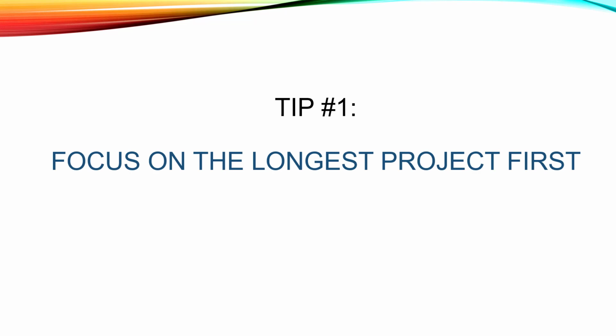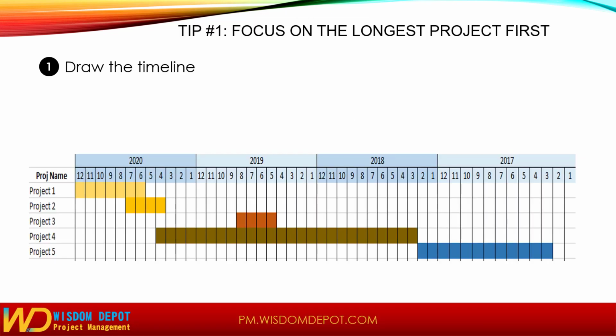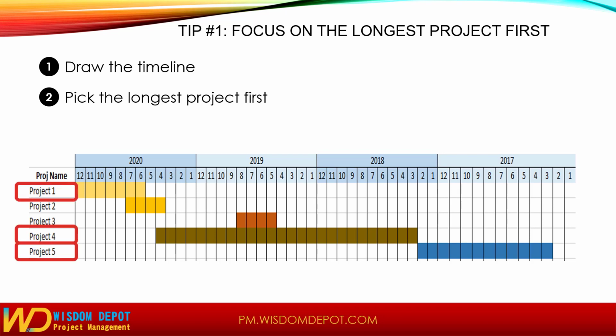Because we are no longer tied to the hours, it makes sense to focus on the longest project description first. An easy way to do that is to draw out the timeline like this. On the top, you can lay out the years and months, and on the left-hand side, you can list out the projects. As you draw out the timeline, it becomes very easy to tell which project you should pick for writing your PMP project description. And obviously, you want to pick the longest project first.